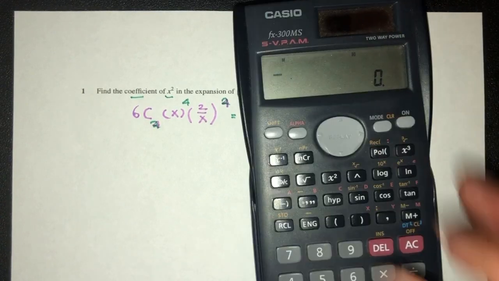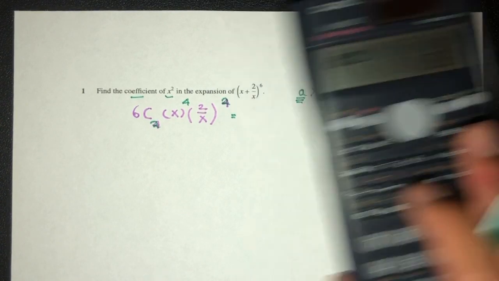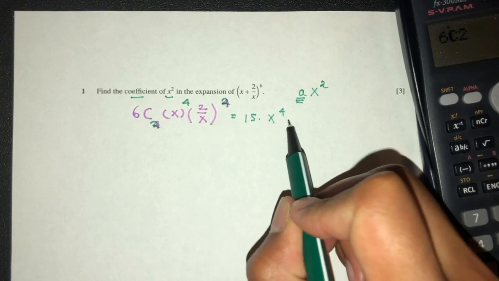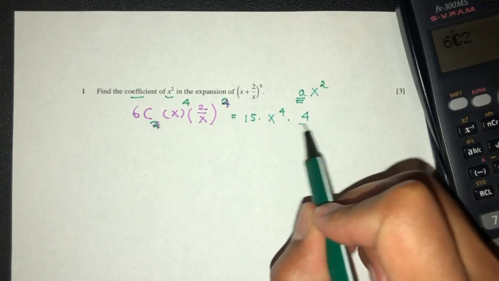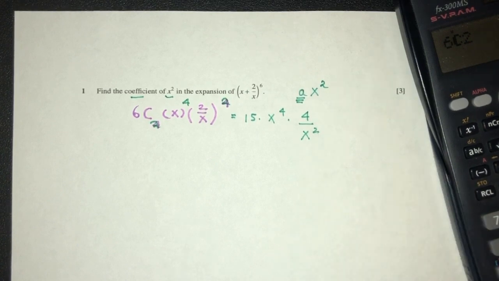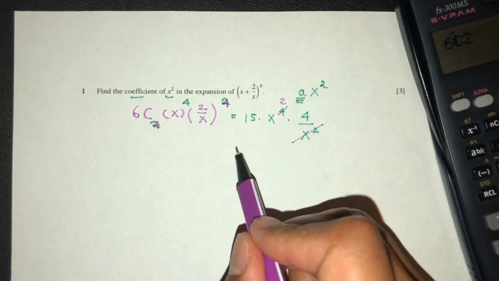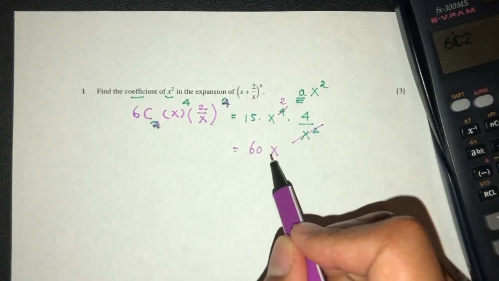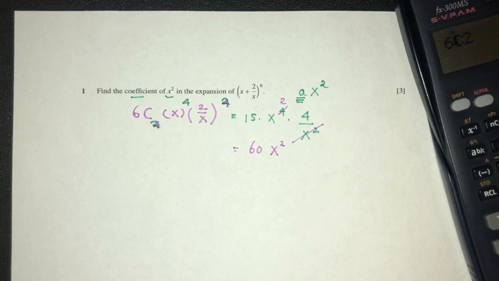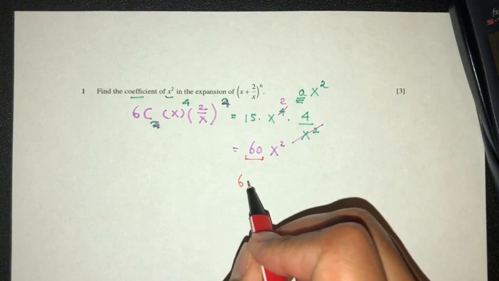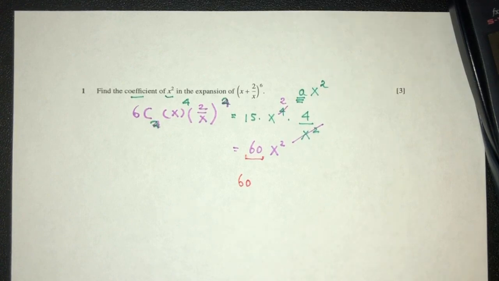Okay, so first thing, 6 choose 2 will be 15. x power 4 is x power 4. 2 power 2 is 4 over the value of x squared. Now as we simplify, you can see this and this will cancel out to be 2. You'll have 60 x power 2. But your answer just needs to be the coefficient of x squared, which is only this one. So 60 will be your answer for this question.